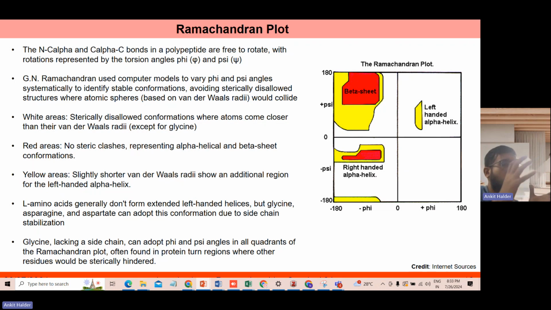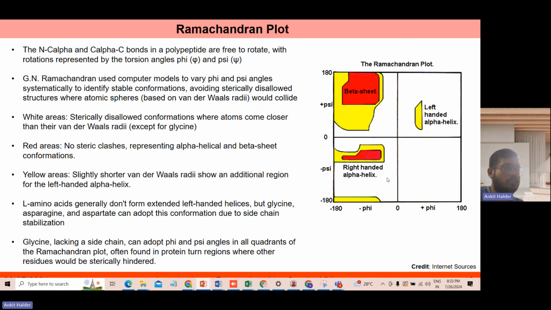So whichever regions were allowed, right? What are the white areas in a Ramachandran plot? The white areas of the Ramachandran plot are sterically disallowed conformations, where atoms come closer than their van der Waals radii, except for glycine. Except for glycine, atoms come closer and there will be sterically disallowed conformations, right? You can see in the fourth quadrant there is no allowed region. Just check here.